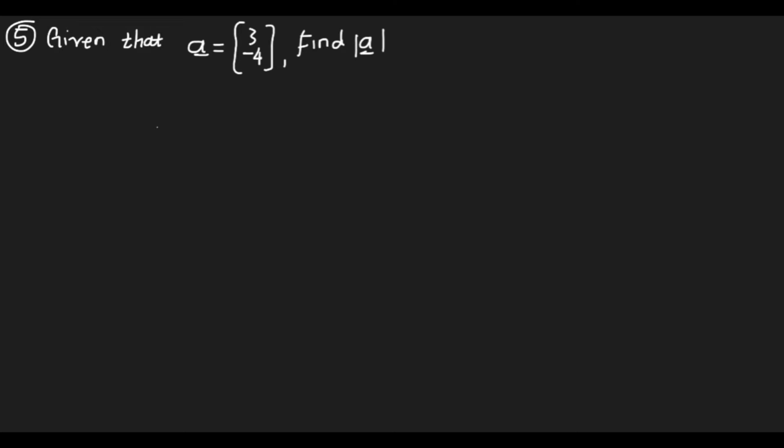So we move on to question 5. Given that the vector A in component form has the element 3 and negative 4, find the modulus of A. So the formula for modulus, so modulus is equal to, you need to write the square root, then x squared plus y squared. So from this vector, the number on top is x, then the other one is y.